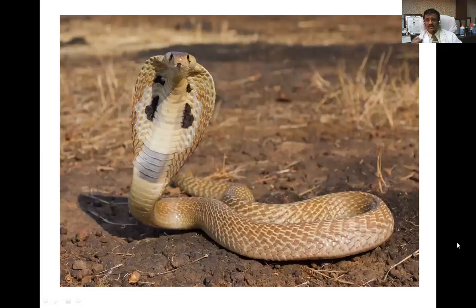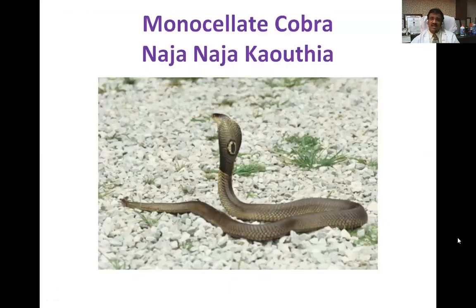Here you can see one Indian cobra now. This Indian cobra is yellowish in color. It looks so cute, but it is highly poisonous because of its neurotoxic poison, which literally kills human beings. Okay, and here there is one example of a monocellate cobra. You can see one mark here on the hood, so it is called monocellate. And Naja Naja Kaouthia is its scientific name.